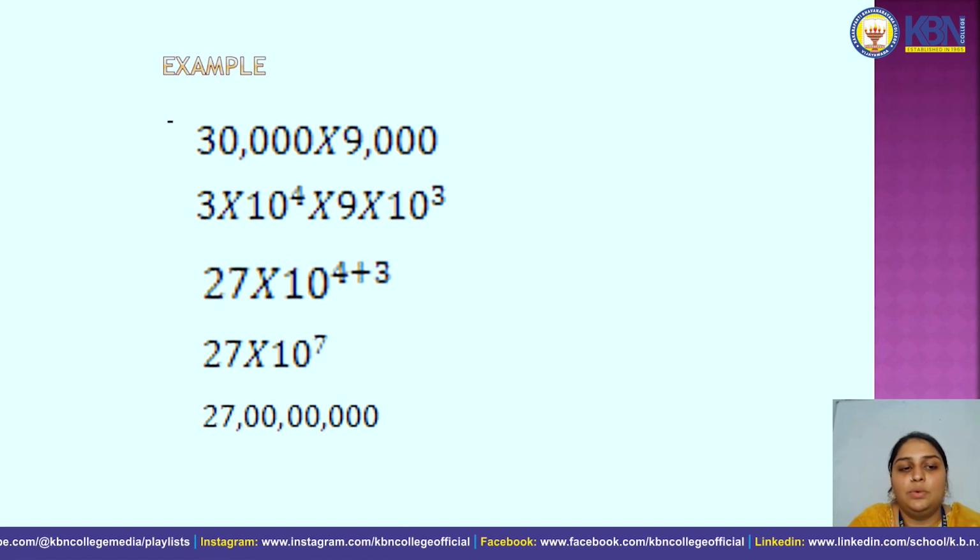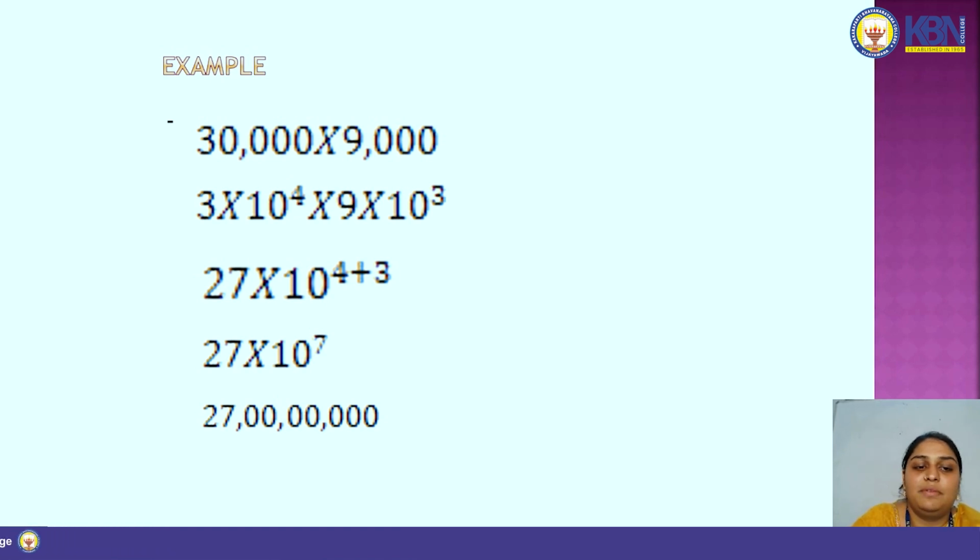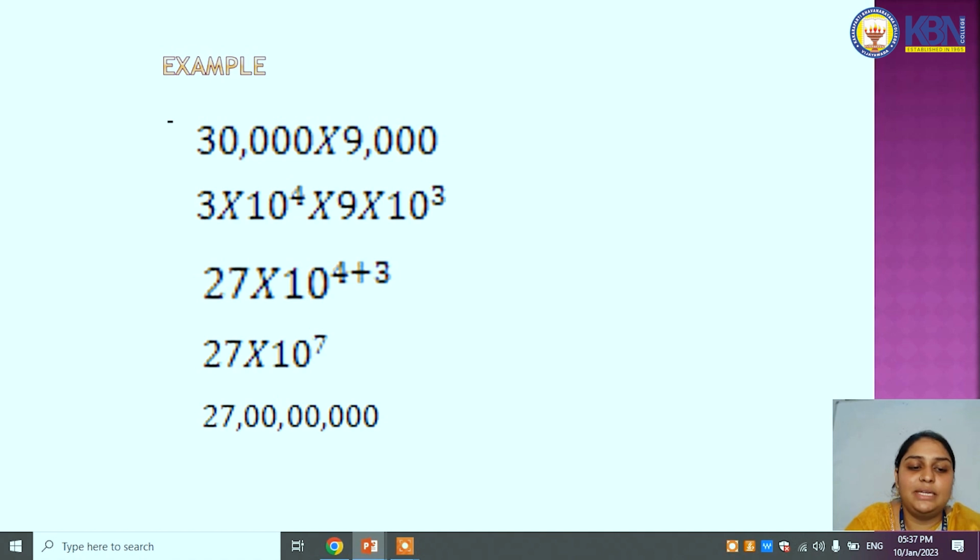That is, 30,000 can be written as 3 into 10 to the power of 4, since we have 4 zeros. And 9,000 can be written as 9 into 10 to the power of 3. Here 3 into 9 results 27, and 10^4 and 10^3. Here we use, when the bases are equal, the powers must be added. We use the formula a^m into a^n, that is a^(m+n). That is 27 into 10^7. It results in 27 followed by 7 zeros. By using this scientific notation, we can multiply large numbers or small numbers with an easy process.